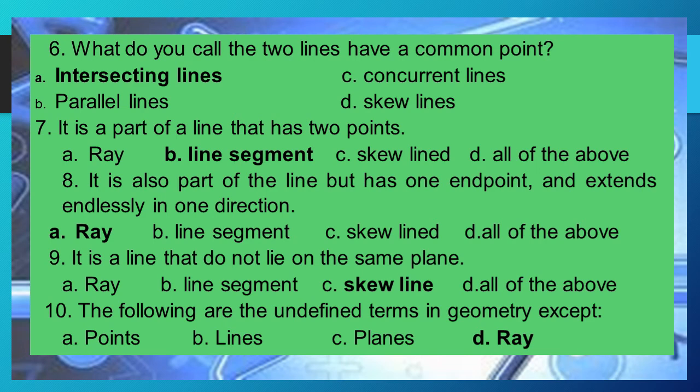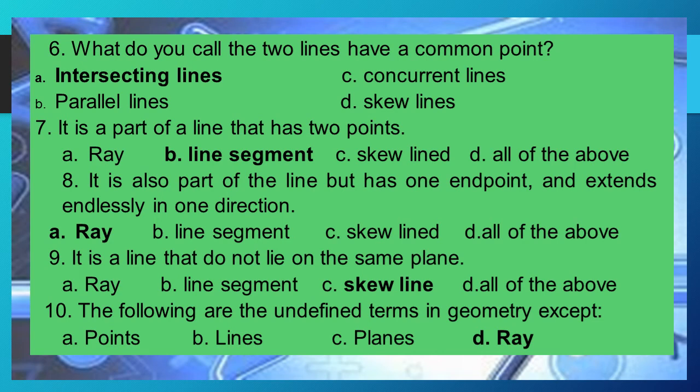Number 7. It is a part of a line that has 2 endpoints. A. Ray. B. Line segment. C. Skew line. D. All of the above. The answer is letter B. A line segment is composed of 2 endpoints.